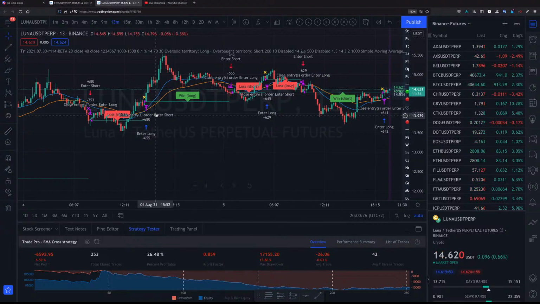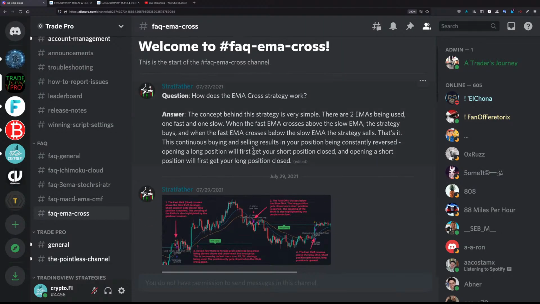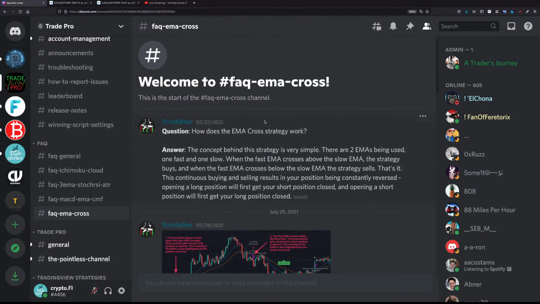Okay, I will need to make a video about this as well after I learn how this works. So let's see. How does the EMA Cross strategy work? Answer. The concept behind this strategy is very simple. There are two EMAs being used, one fast and one slow. When the fast EMA crosses above the slow EMA, the strategy buys, and when the fast EMA crosses below the slow EMA, the strategy sells. That's it. This continuously buying and selling results in your position being constantly reversed.